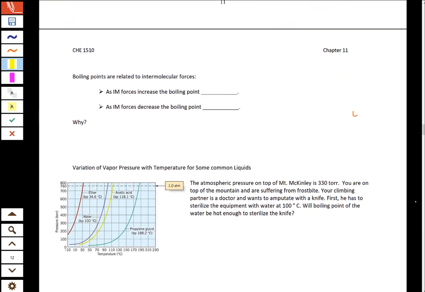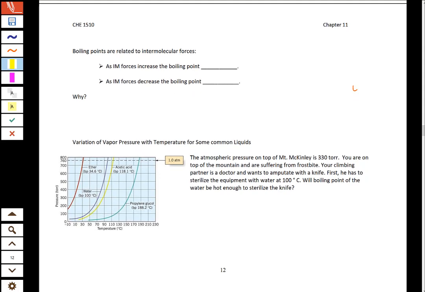So let's talk a little bit about how boiling point and intermolecular forces are related to one another. So as intermolecular forces increase, the boiling point also increases, which makes the contrary true, right? As the intermolecular force decreases, the boiling point decreases. So let's think about why.